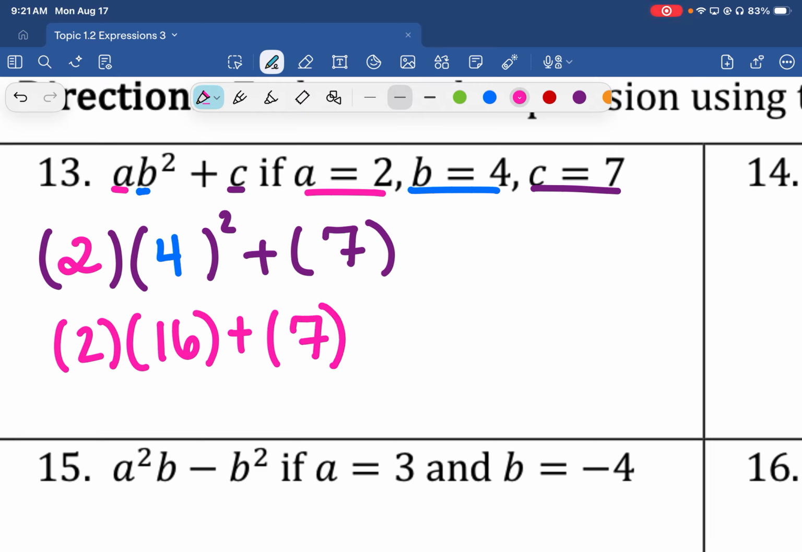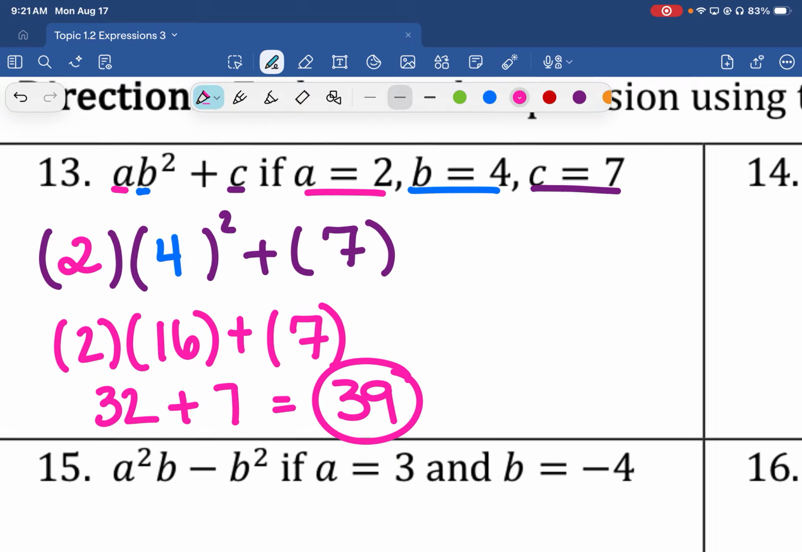All right, now what part do we need to do? What is 2 times 16? 32. So we have 32 plus 7, which is 39. So that is our answer once we simplify it.